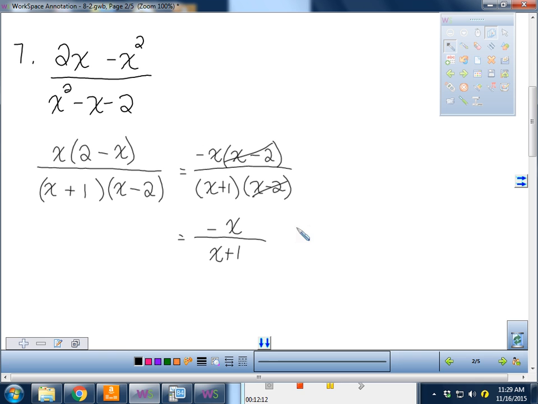So now I have to think what x cannot be. Well, I have x plus 1 and x minus 2 on the bottom. So I set them both equal to 0. So I get x equals negative 1. And I get x equals 2. So x cannot be negative 1. And x cannot be 2.